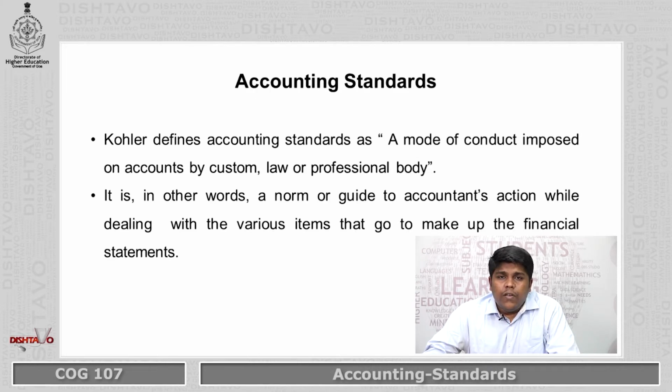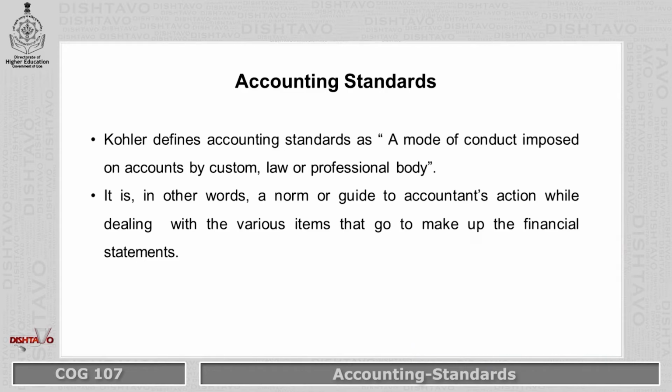Accounting standards. Kohler defines accounting standards as the mode of conduct imposed on accountants by custom, law, or professional bodies. The financial statements that have been supplied by the organization are of great importance to various stakeholders. They may be internal or external to the organization. It is very important that these statements are regulated, and that is the reason we have accounting standards, which regulate the accounting transactions. It is, in other words, a norm or guide to accountants' action while dealing with various items that go to make up the financial statements.